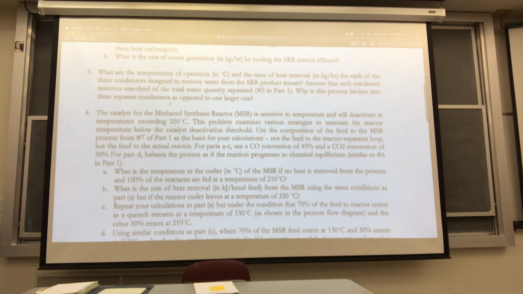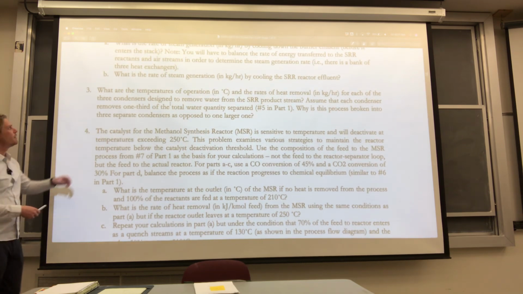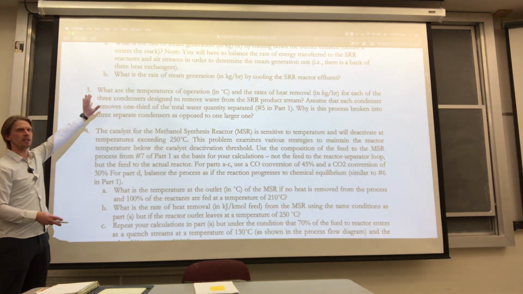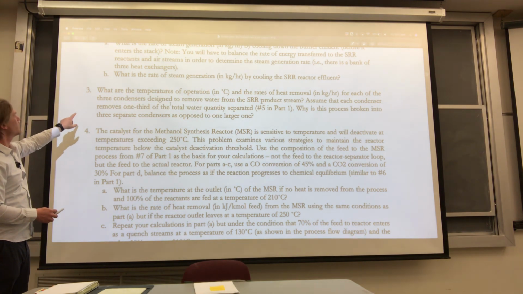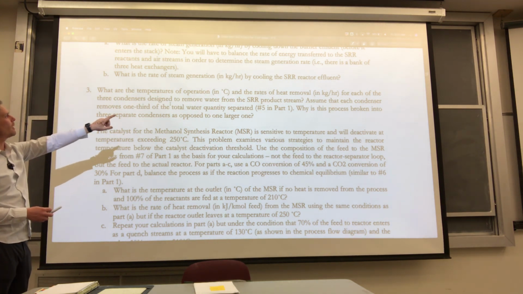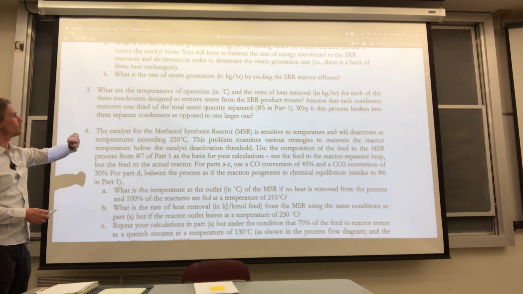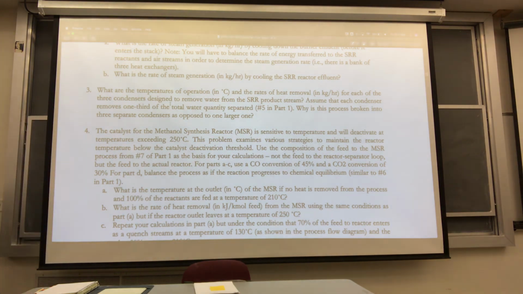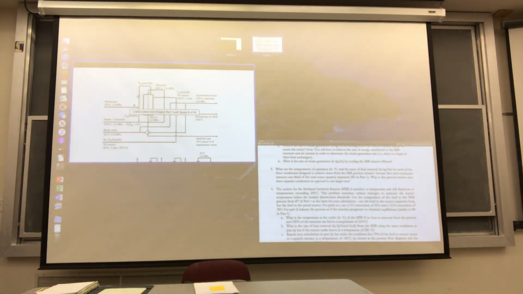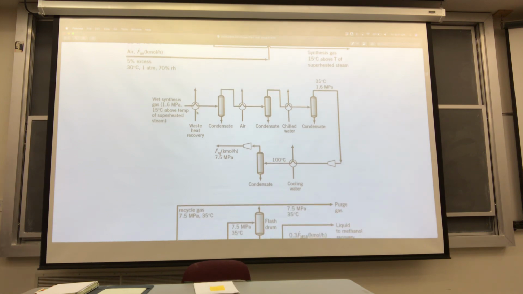Okay, number 3 is a little bit tricky as well, but it's not too bad. This one's talking about the condensers. It's asking you to determine basically what are the temperatures of and the rates of heat removal for each of the 3 condensers designed to remove water from the SSR product stream. Okay? So in this one here, we are now talking about these 3 condensers.